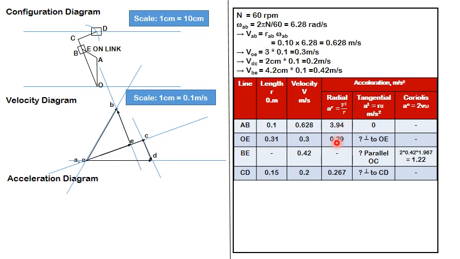So what I will do is I will take 0.5 meter per second square as 1 centimeter. So I am going to consider 1 centimeter as 0.5 meter per second square. So let us start with the first one. I will draw the radial component of acceleration for link AB, which is 3.94. So when you reduce it to our scale, it will become 8 centimeter. So draw a line of length 8 centimeter, which is parallel to link AB.